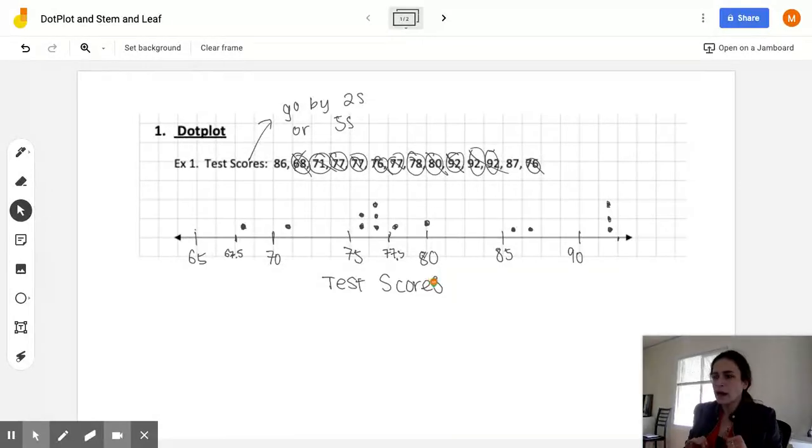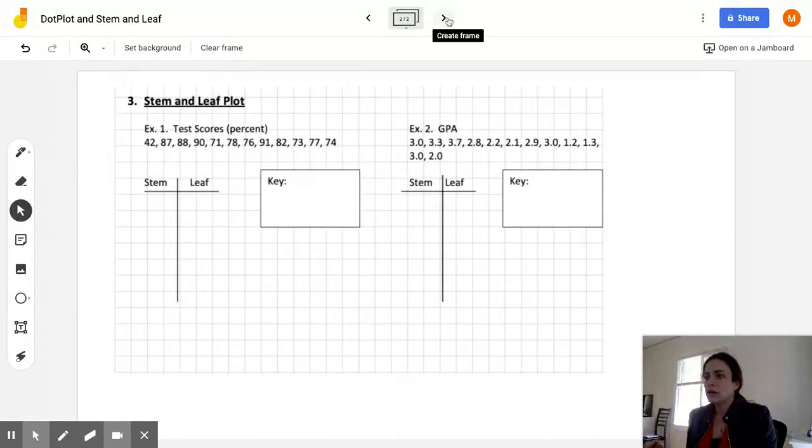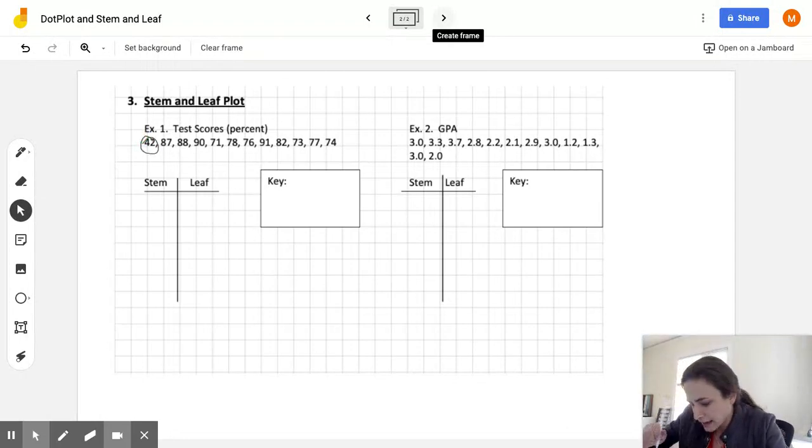Okay. Next, we're going to move on to stem and leaf plots. Stem and leaf plot is number 3 in your notebook. Go ahead and go there now. A stem and leaf plot's a little more complicated. It's going to be like a histogram on its side. The stem is represented by the tens digit and the leaf is represented by the ones digit. Again, you're going to need to put them in order. So let's identify the lowest, 42, and the highest would be 91, I believe.